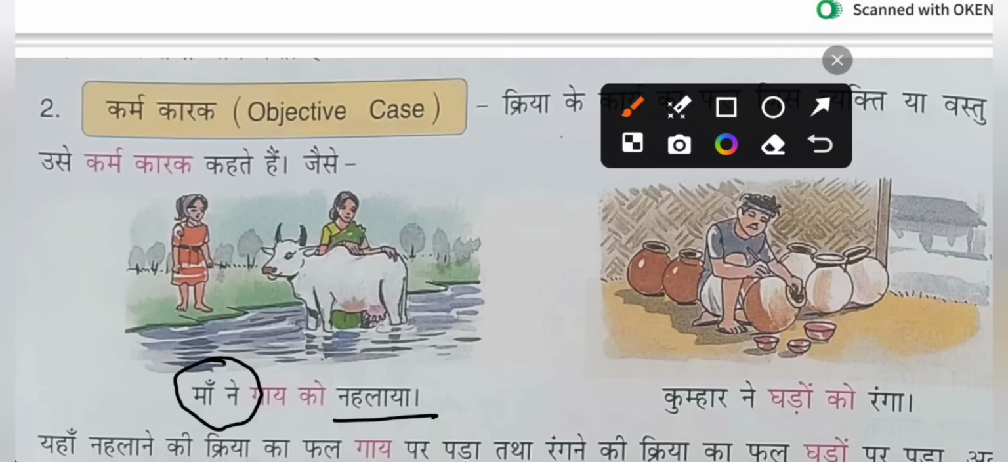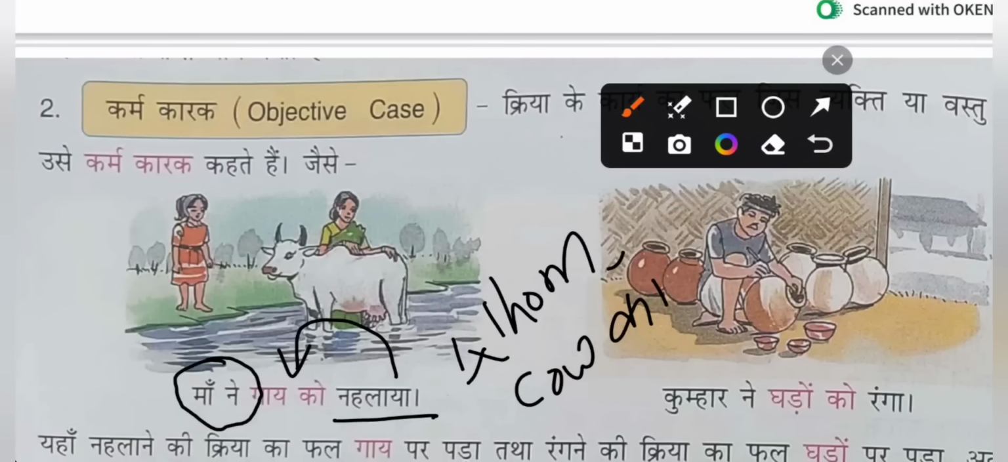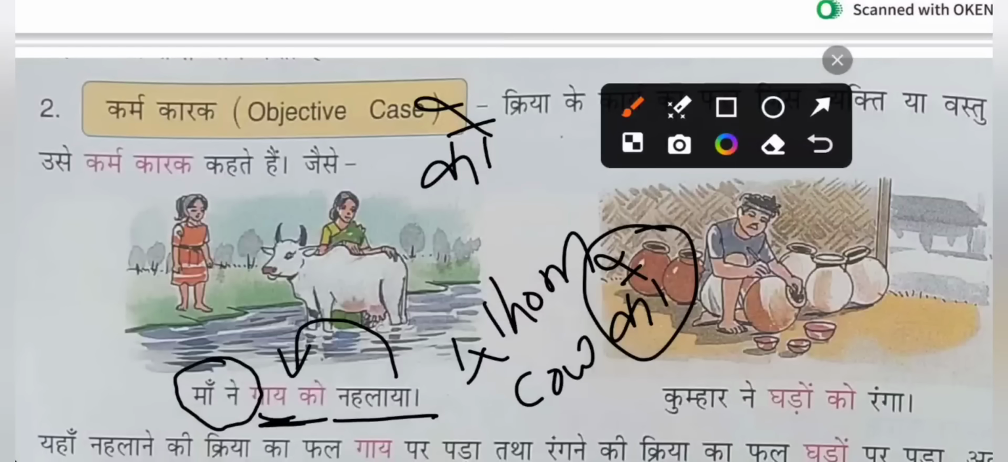Now I am asking the question again to the verb, on which the action has happened. Whom did they bathe? I am asking whom. So गाय को. On whom the action has happened? On the cow. So next to cow you have to attach ko. This is the symbol for karam karak, ko attaches. So after the noun you have to attach. And I am asking the question to the verb, on whom the action has happened. If I am getting an object, then it is a karam karak.